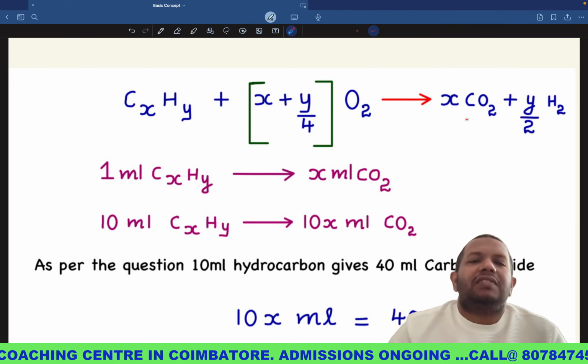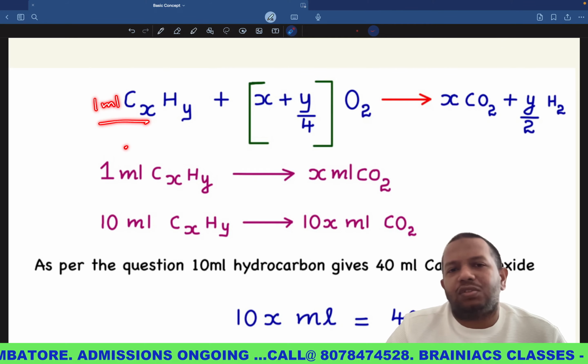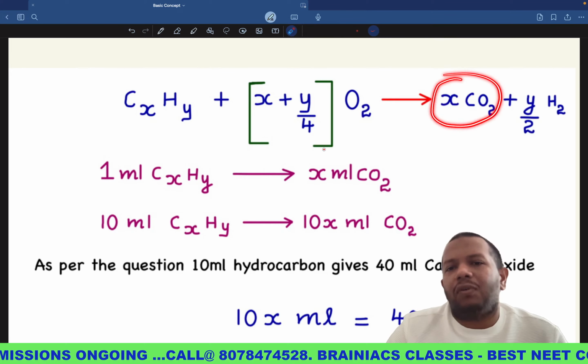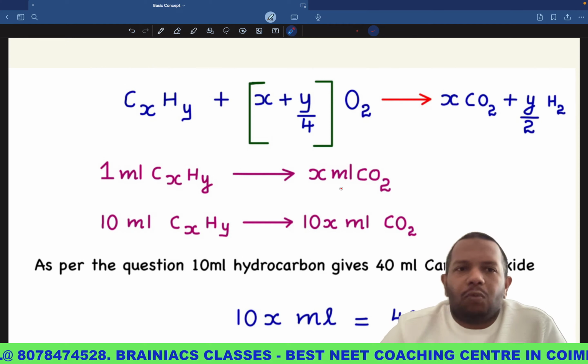From this I can clearly write that if I take 1 ml of CxHy, it can give x ml of carbon dioxide. This is based on stoichiometry, correct? Why am I writing that?